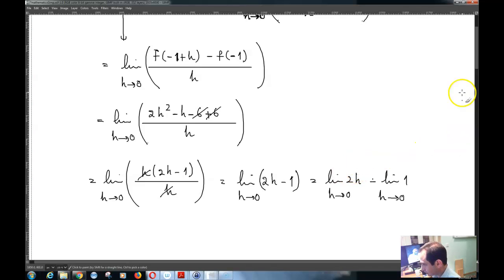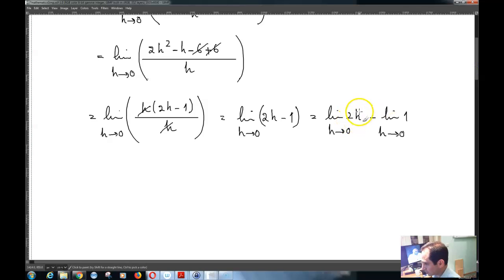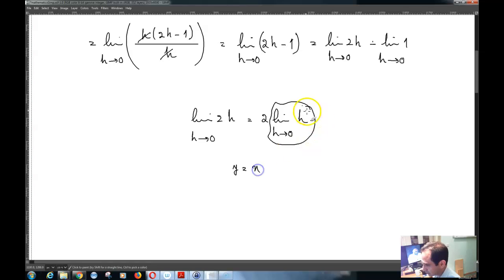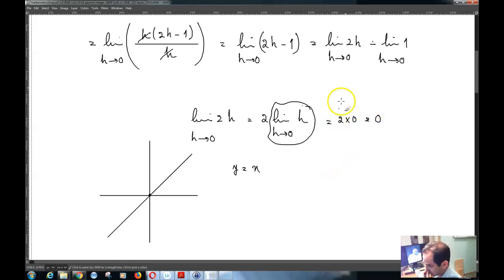You can think of this, for example, as a function. You can think of the limit of basically 2h as h tends to 0. We can write it as 2 times the limit of h as h tends to 0. And then this part over here, you can think of it as some function like, for example, y is equal to x. You can think of this as x, for example. And then y is equal to x is basically some line with slope 1, something like this. So you see, as x tends to 0 here, the value of the function is 0. So that means that the limit of h as h tends to 0 is equal to 0 simply. So then this is 2 times 0, which is equal to 0. So this part is 0.